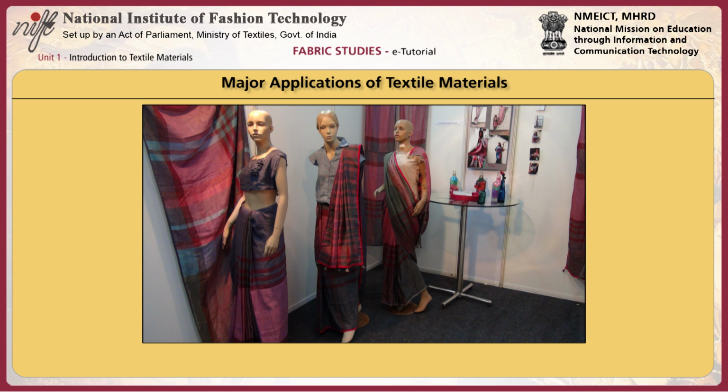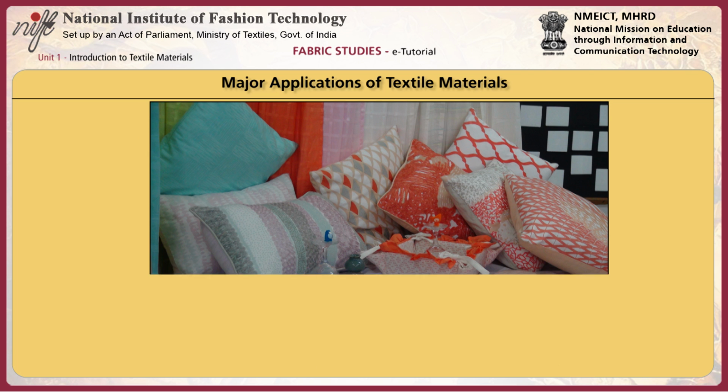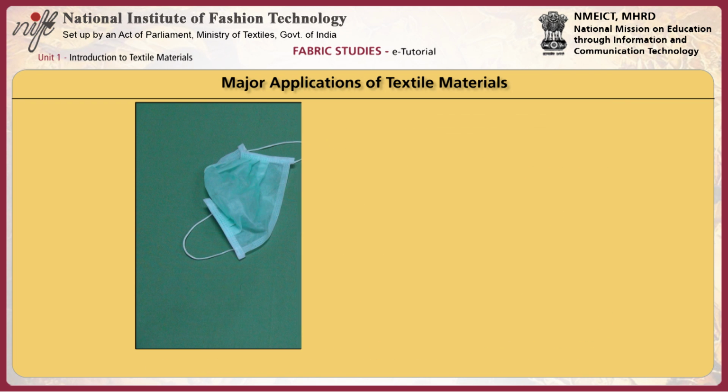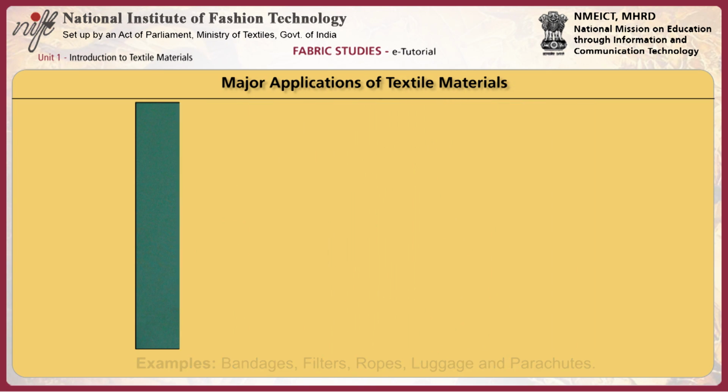Apparel are the textiles used in dress materials. Examples of apparel include blouses, trousers, shirts, saris and skirts. Home furnishing are textiles used in home interiors. Examples of this are sofas, cushion covers, curtains and carpets. Examples of industrial textile are bandages, filters, ropes, luggage and parachutes.